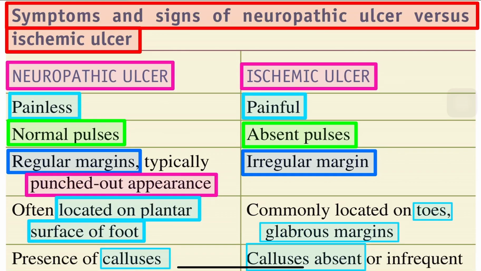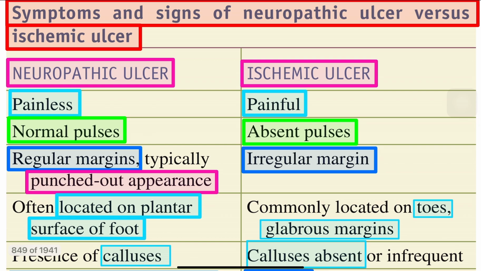Table from Schwartz. Okay, so symptoms and signs of neuropathic ulcer versus ischemic ulcer, an important table for examination. We'll see the difference between neuropathic ulcer and ischemic ulcer.